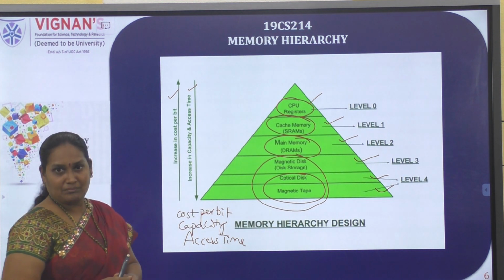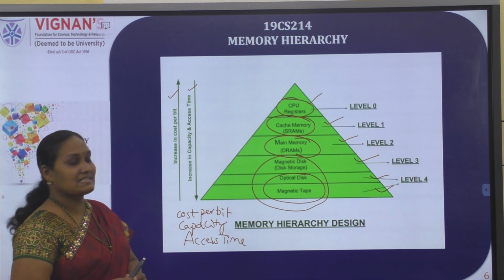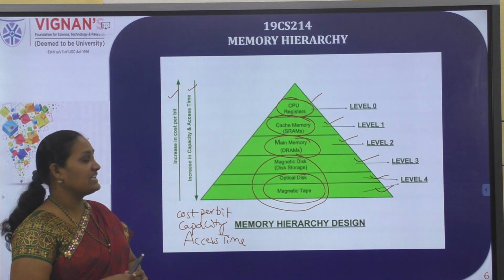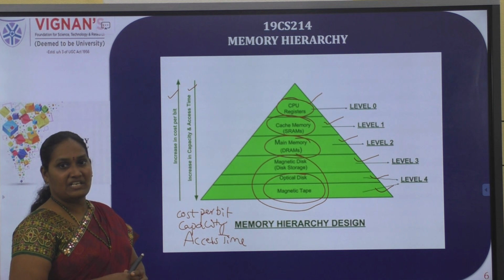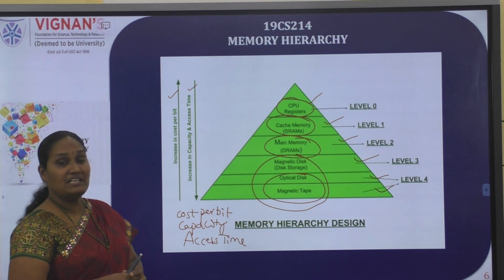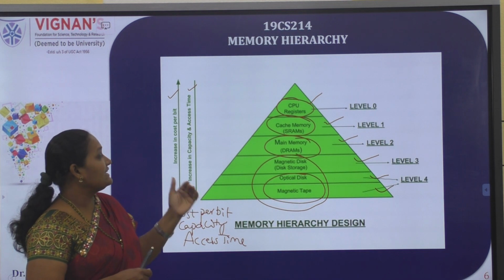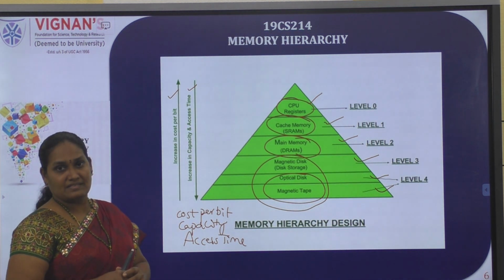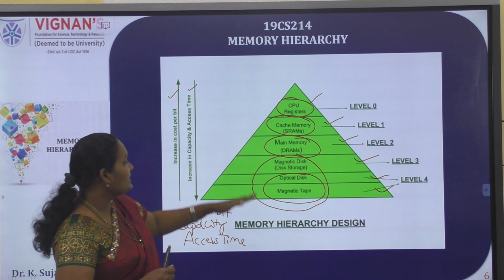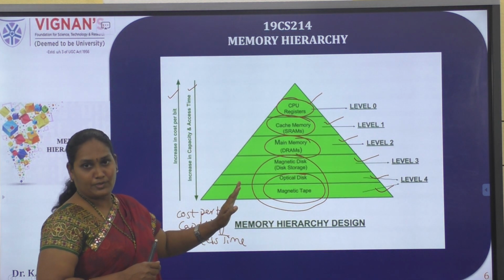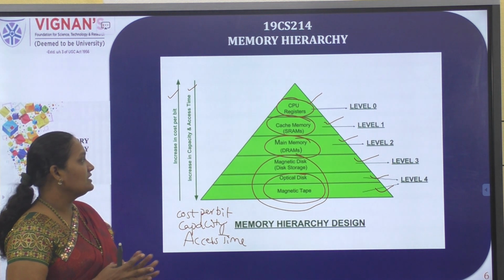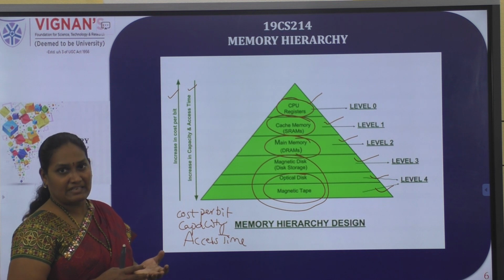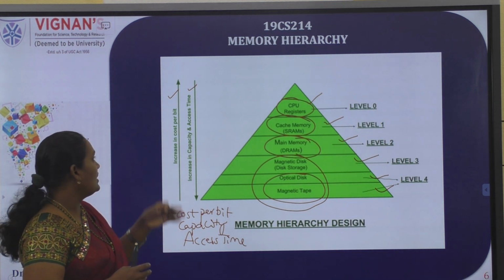And coming to access time, we can access the data present in registers fastest. After that, cache memory and main memory. We can access data from cache memory faster when compared to main memory. We can access data faster from main memory when compared to secondary storage devices. That is, the access time also increases from top to bottom. I hope you understood what factors we are considering for the representation of the hierarchy of various memory devices and how they are present.